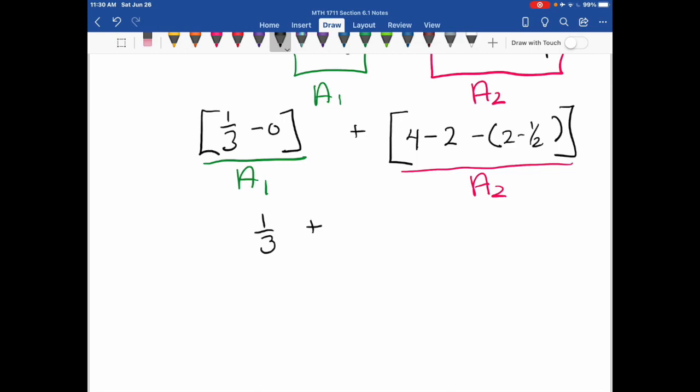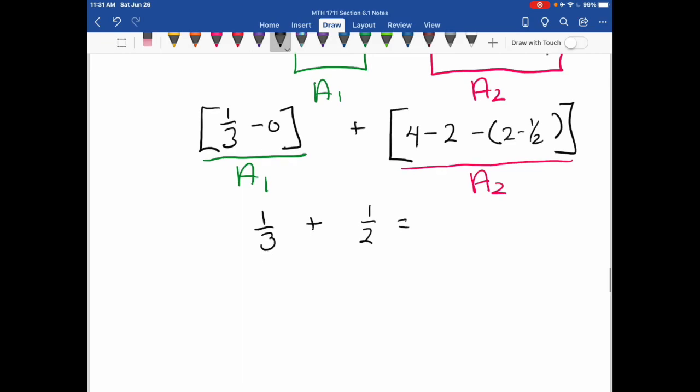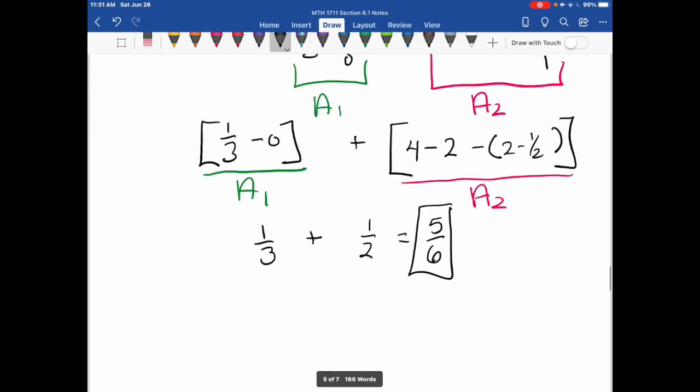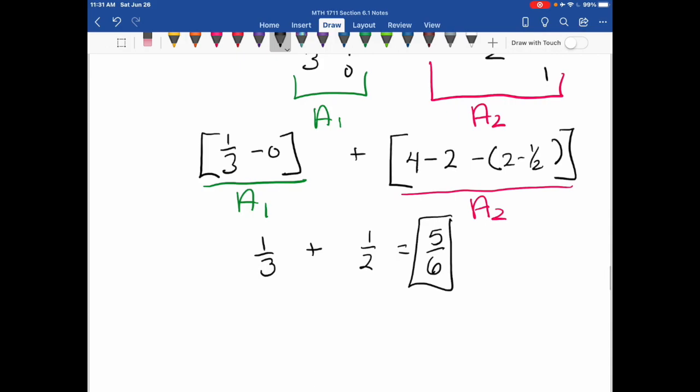So 1/3 minus 0, that's going to give me 1/3. When I clean up what's in the brackets for the second area, I'm going to get 1/2. And when I add the two areas together for the total area, that's going to give me 5/6. So the total area is going to be 5/6, and then generically we're going to write units squared.